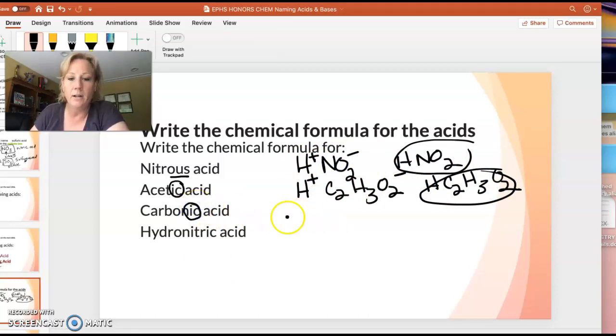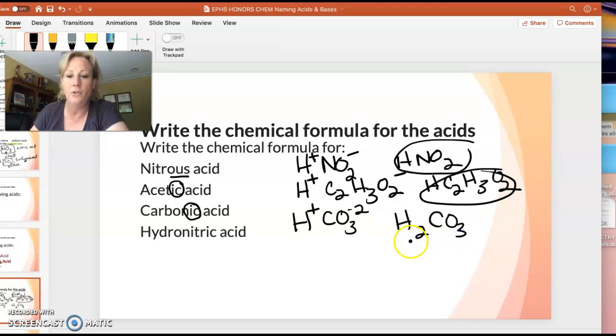Carbonic acid, ic came from ate, so carbonate, and then hydrogen. This time to balance charge, you're going to need to have 2 hydrogens. So this would be H2CO3. This one has hydro in it. So I know all of these are acids. They're going to have hydrogen, but this means you only have the element nitrogen. Balanced charge, so it would be H3N.